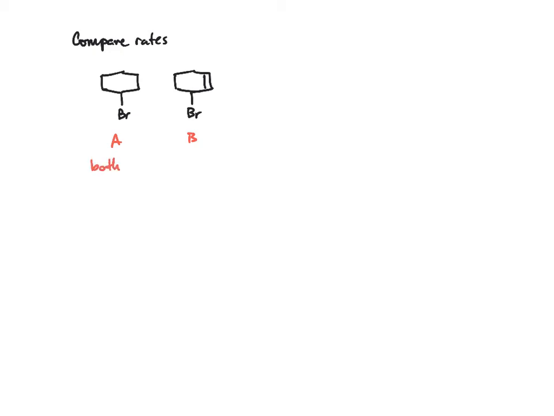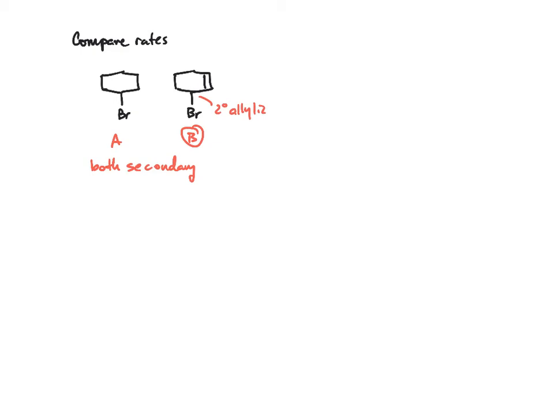sp2 carbons. So yeah, the presence of the alkene in B makes that secondary allylic. So that one's going to react faster. That allylic bond helps that leaving group leave. So like a double bond would make it more stable, so the leaving group could leave without changing too much.